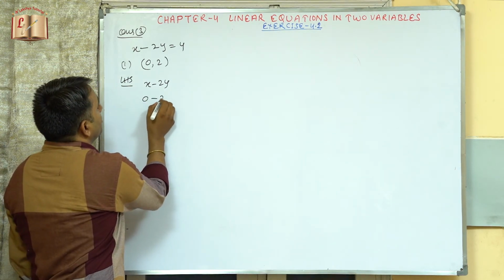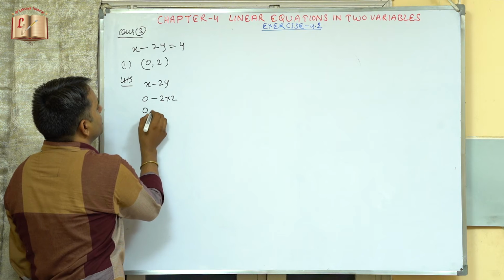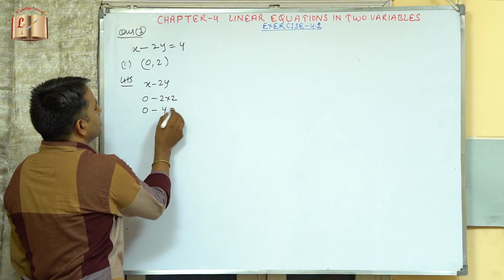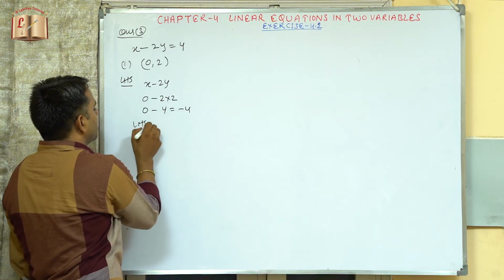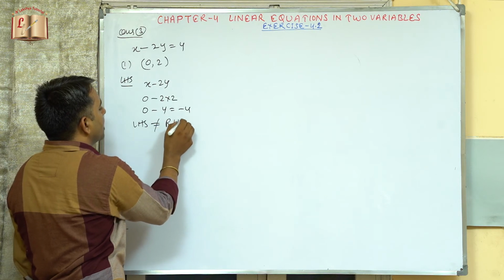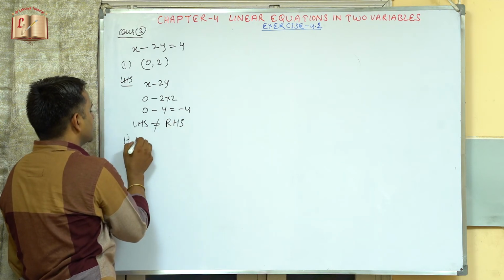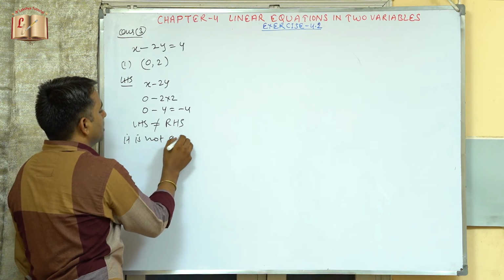So this will be 0 minus 2 into 2. So this is 0 minus 4, so this is minus 4. So we got LHS is not equal to RHS. Therefore it is not a solution.